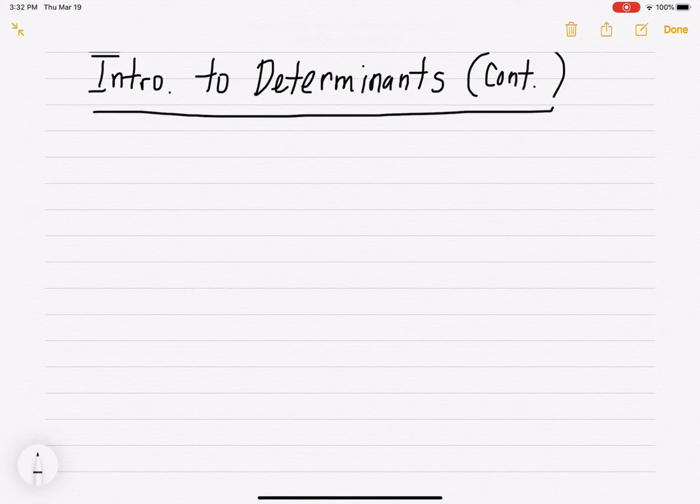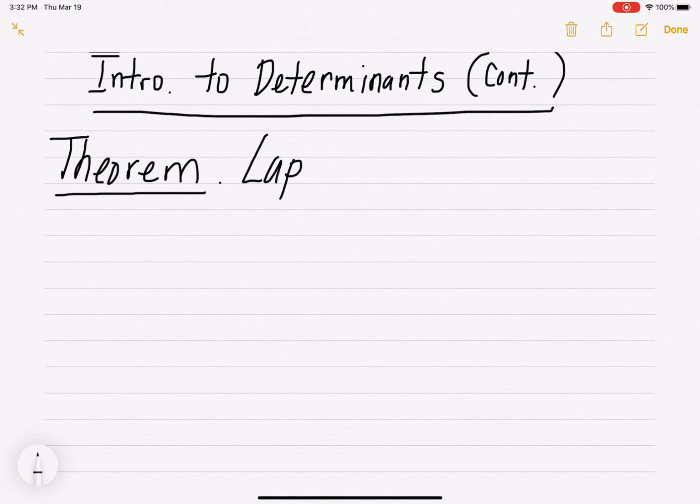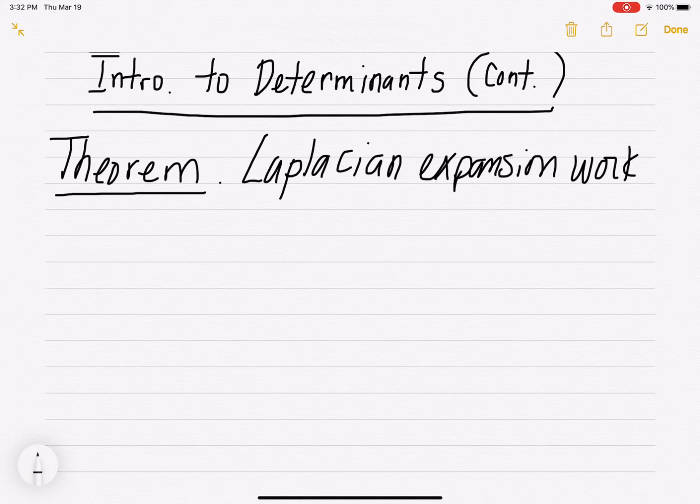So it turns out that there's a nice theorem that says it doesn't matter which row or which column you expand across. You can expand across any row or any column, and you'll get the same answer regardless of the row or column. This is going to be called Laplacian expansion. That'll be my summary of it: Laplacian expansion works for any row or column.